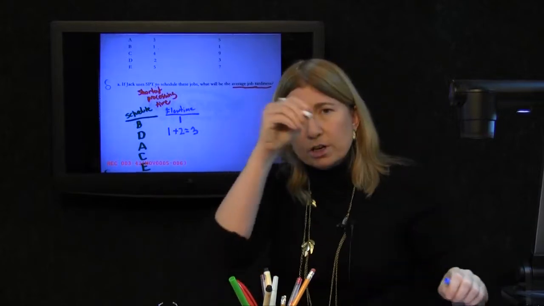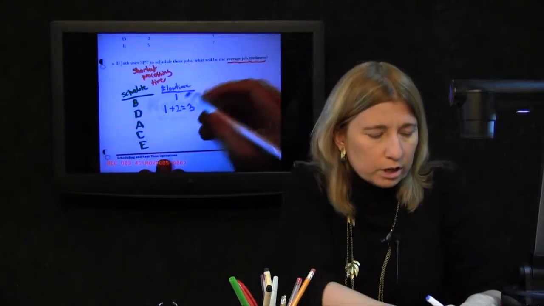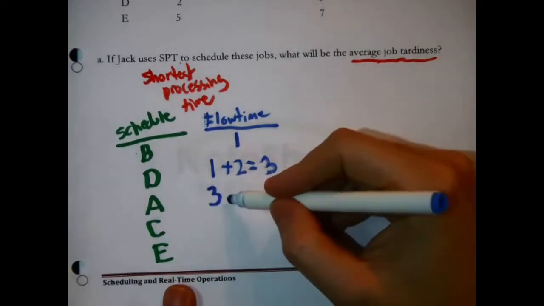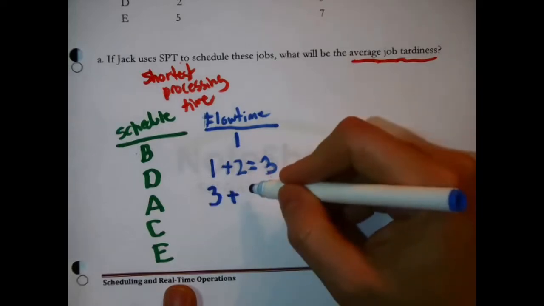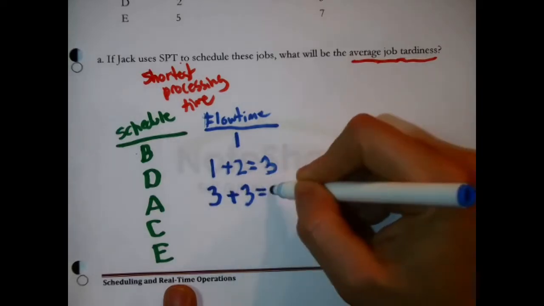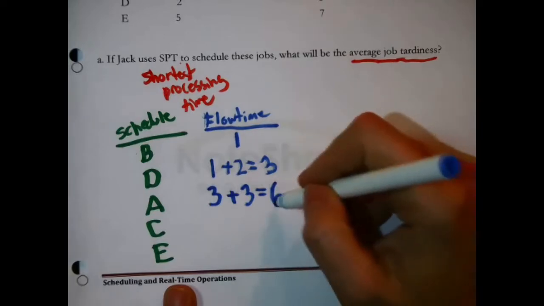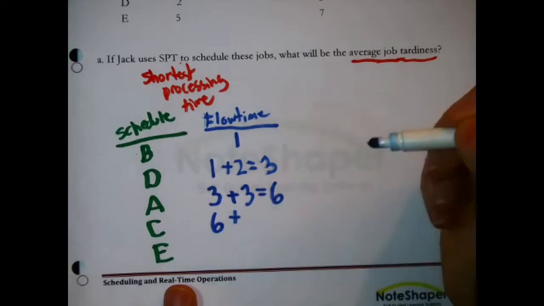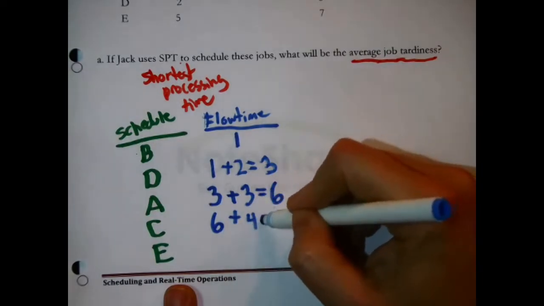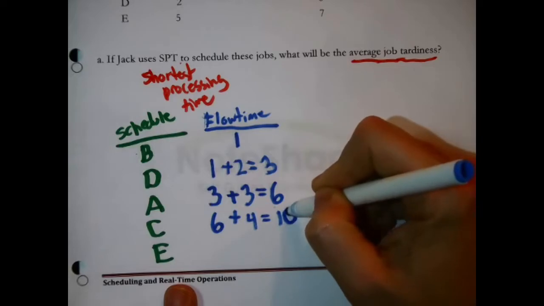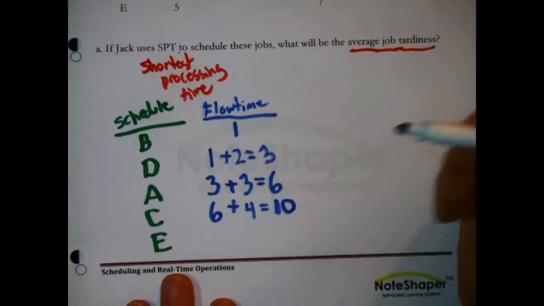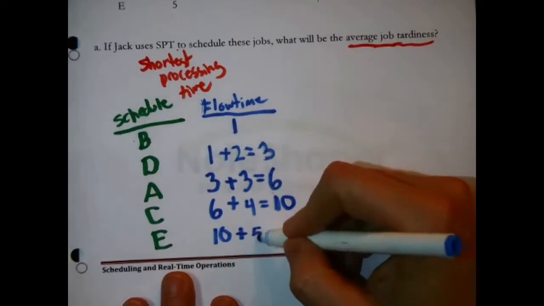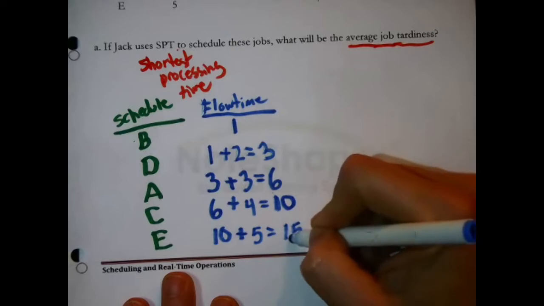Now we just keep this pattern up going down the list. A has to wait for 3 hours. It's waiting for B and D to finish. Plus A is, I can see on the data table, 3 hours long. That means the flow time for job A is 6 hours. It will be done in 6 hours. C has to wait those 6 hours, plus C is 4 hours worth of work. That means the flow time for job C is 10 hours. It'll be done in 10 hours. E has to wait those 10 hours. The last job is 5 hours worth of work. That means it will be finished 15 hours from now.